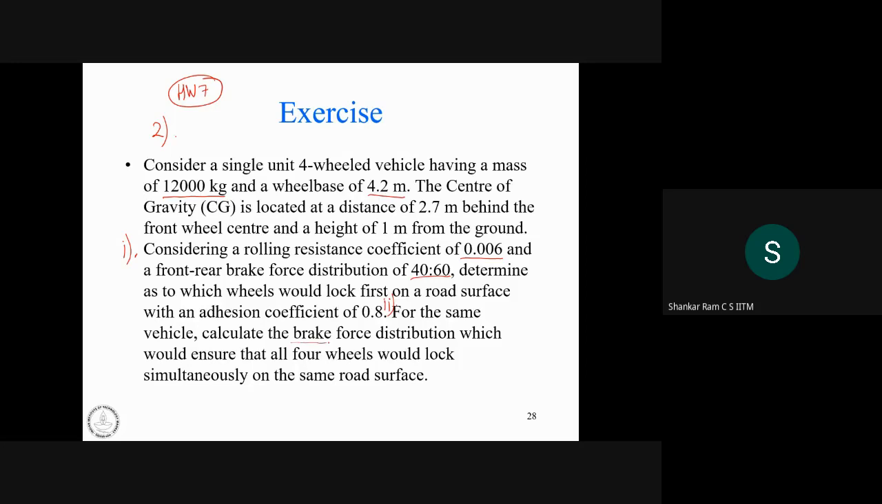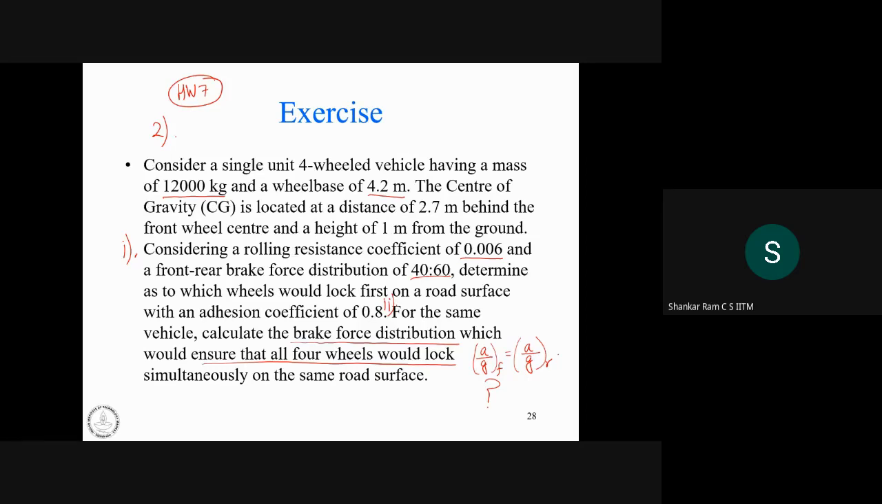Now you calculate the new values of KBF and KBR, which will ensure that all four wheels will lock at the same time. That means that you need to find out what will be the value of KBF at which A by GF becomes equal to A by GR, right? Only then all four wheels will lock at the same time. I hope you agree, right? So that is the scenario that you need to look at.